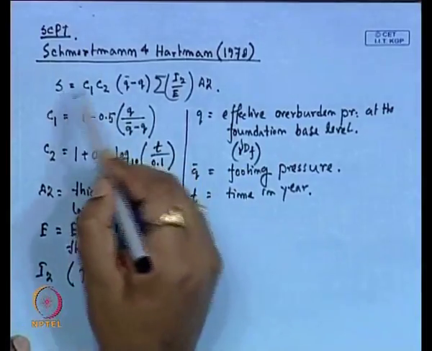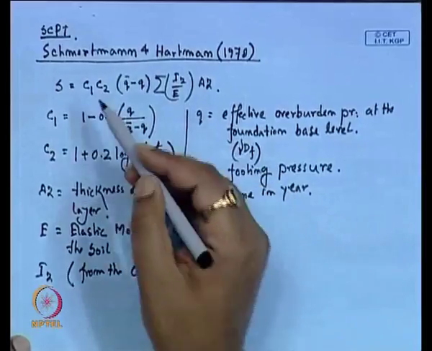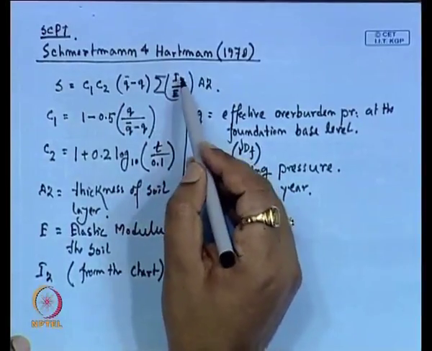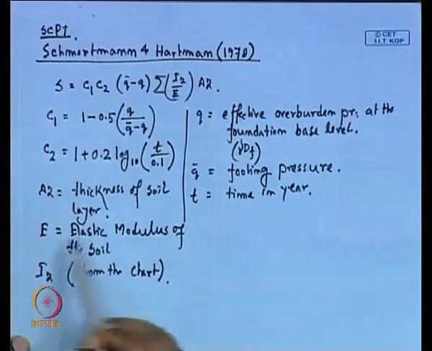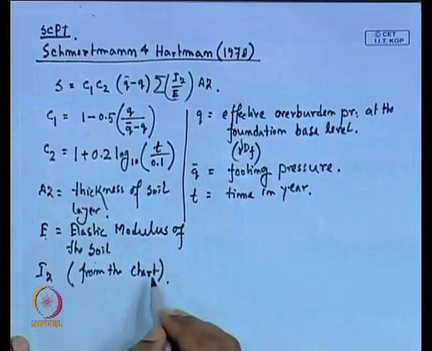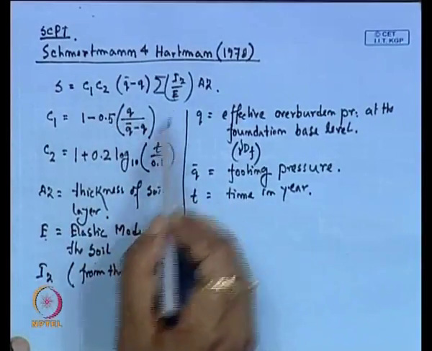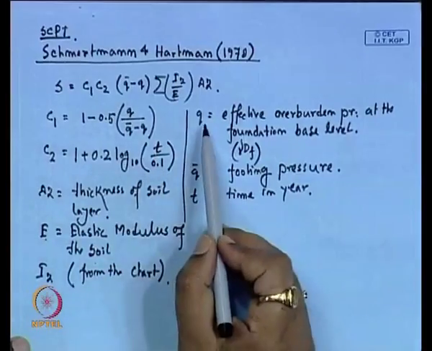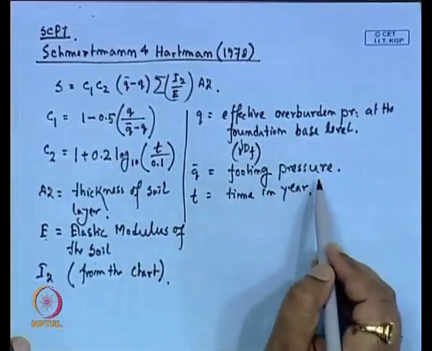So, that means the total settlement that we will get for the different soil layers: if it is a layered soil, then C1 into C2 into (q bar minus q) into summation of Iz by E into del z, where del z is the thickness of each soil layer, E is the elastic modulus of the soil layer, and Iz you get from this chart. C1 you will get by using this expression, and C2 by using this expression, where t is the time in years. q is the effective overburden pressure at the foundation base level and q bar is the footing pressure.